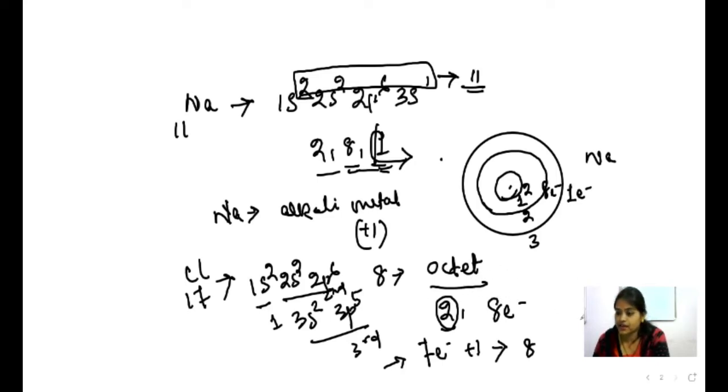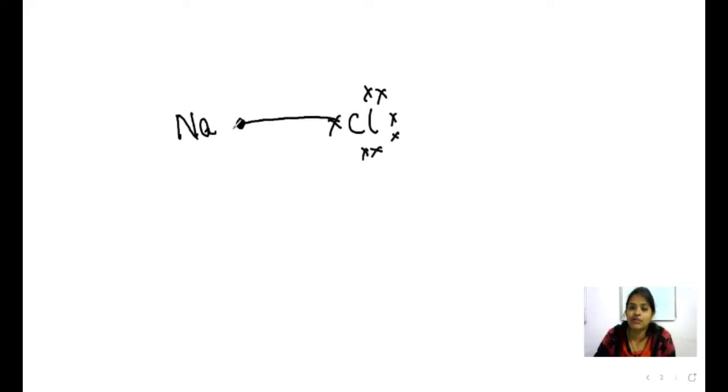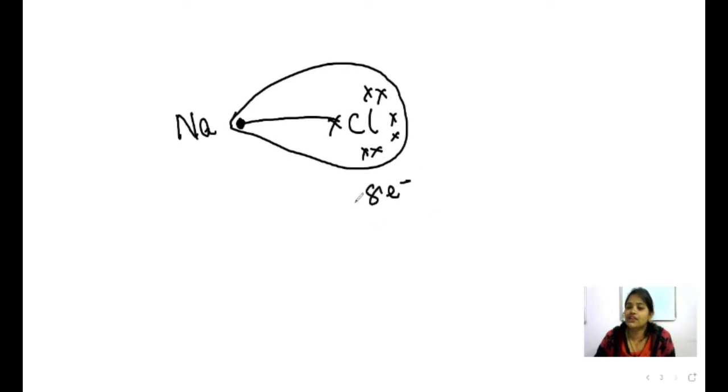So let's see. If we form a bond between sodium and chlorine, sodium has 1 electron in its outermost shell, but chlorine has 7 electrons in its outermost shell. In order to make it 8 electrons in the outermost shell, sodium can transfer 1 electron to the chlorine atom, by which chlorine has 8 electrons in its outermost shell.